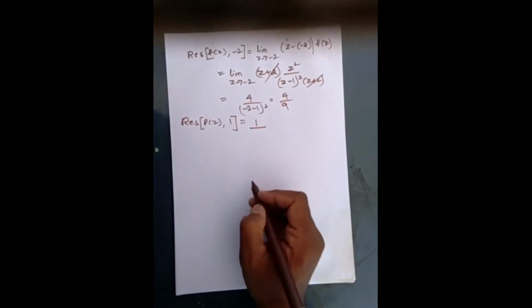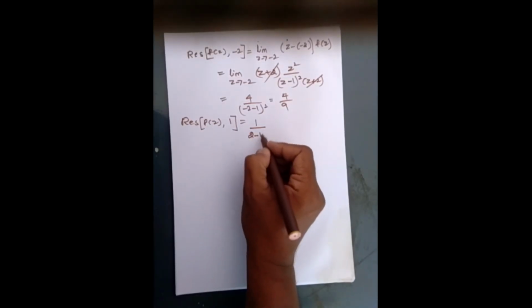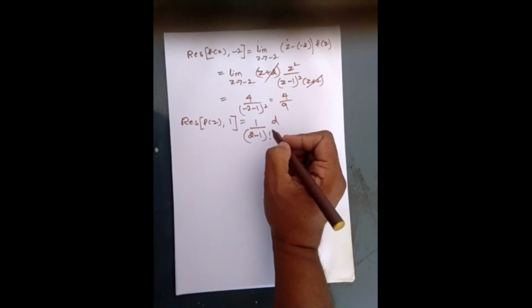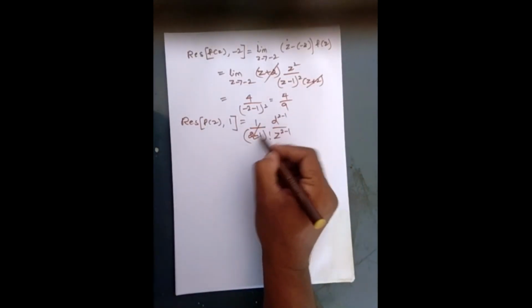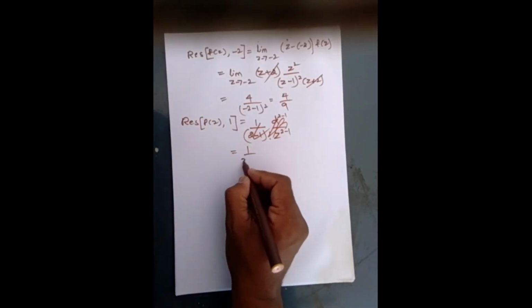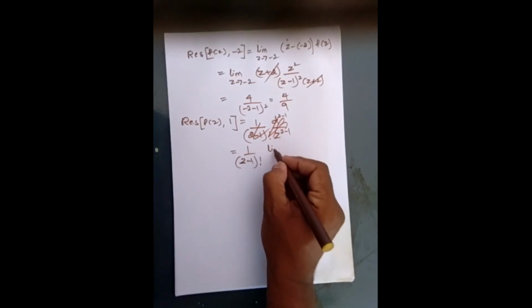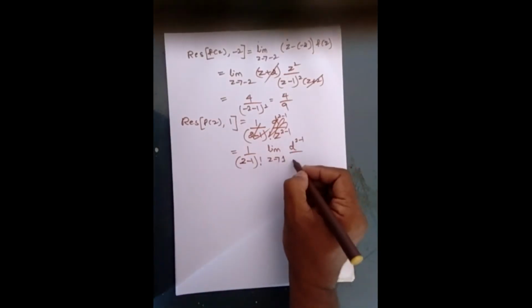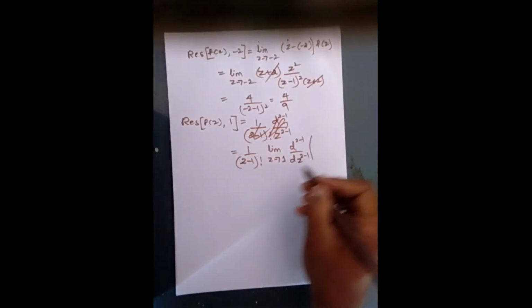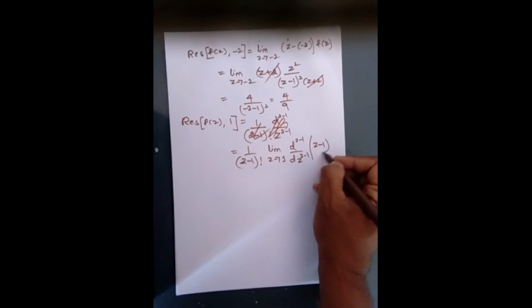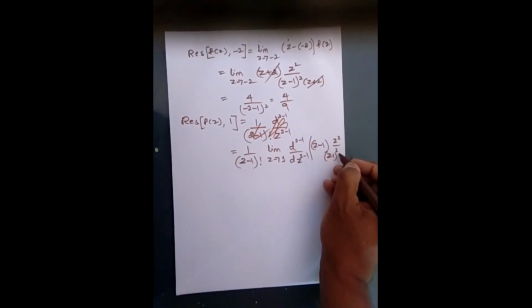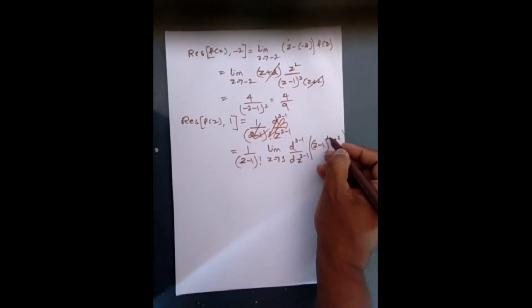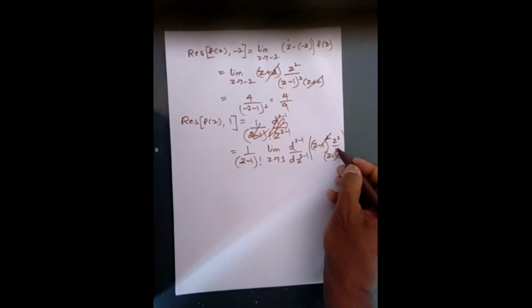According to that, the residue is 1 divided by (m minus 1) factorial, where m is 2, so (2 minus 1) factorial, into the limit as z tends to 1 of d to the power m minus 1, that is 2 minus 1, by dz to the power 2 minus 1, of (z minus 1) whole square into f(z). f(z) is z square divided by (z minus 1) whole square into (z plus 2), so the (z minus 1) whole square gets cancelled.